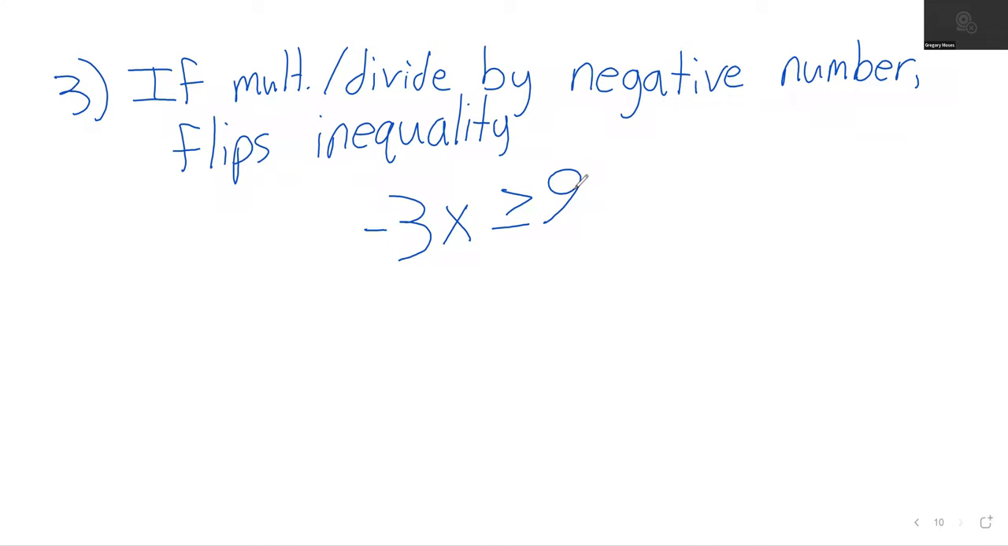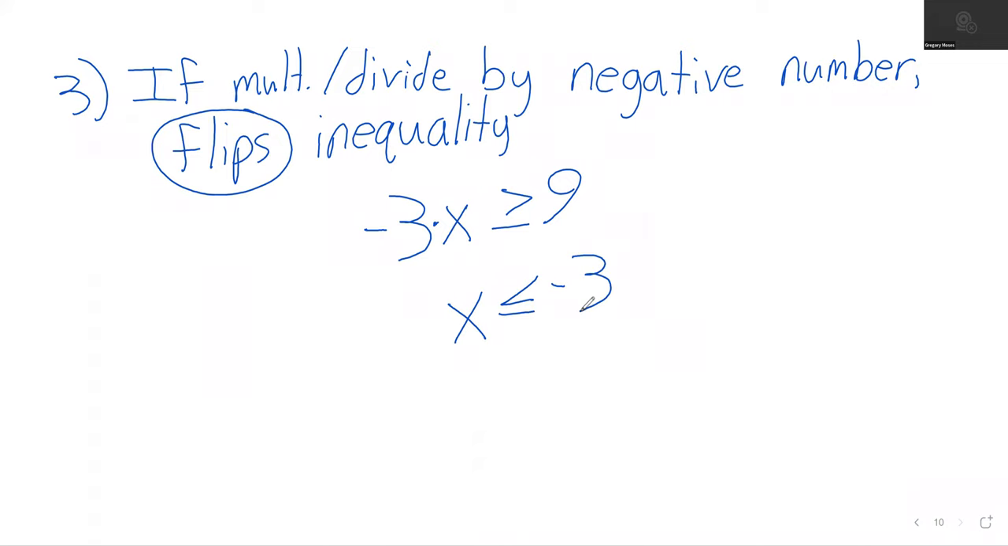We want to get x by itself, meaning we need to get rid of that negative 3. And this is multiplication. To get rid of multiplication, we need division. So we ought to be dividing both sides by negative 3. What that does, as I say, is flip the direction the inequality is pointing. So greater than or equal to flips around and becomes less than or equal to. X is less than or equal to negative 3.